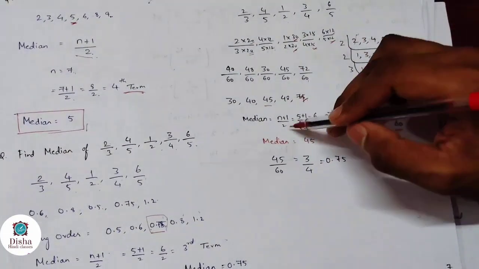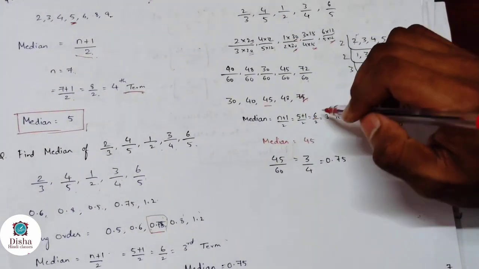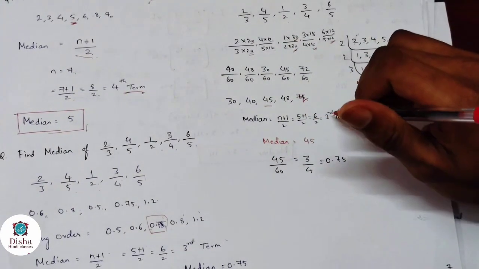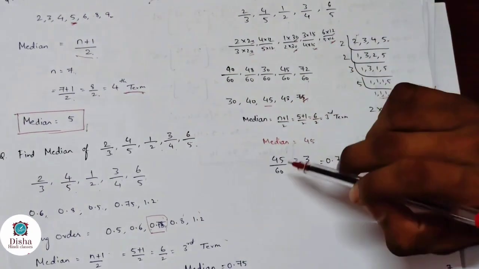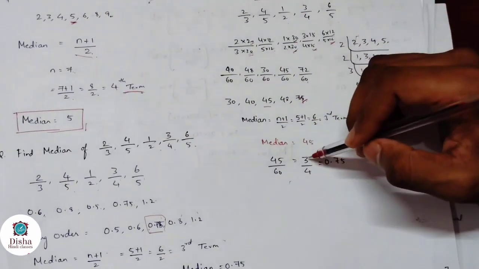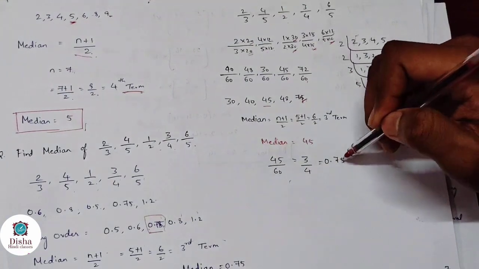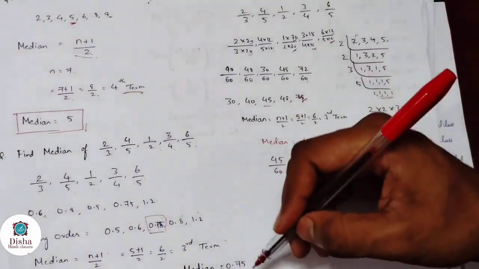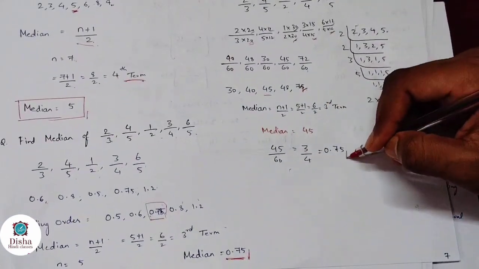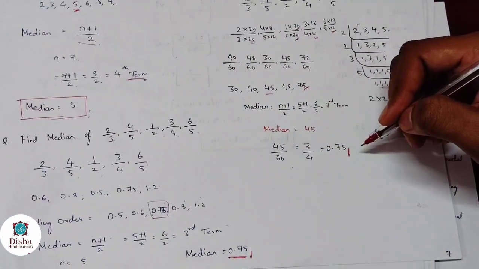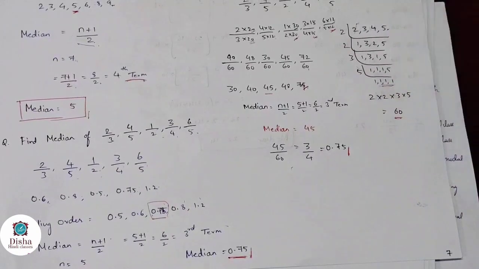So now median. What is median? N plus 1 by 2. So 5 plus 1 by 2 will get us 6 by 2. That is the third term. So what is the third term? 45 is the third term. So 45 by 60 will be equal to 3 by 4, or equal to 0.75. So the median here we got is 0.75, and here also we got 0.75. So different methods but same answer.